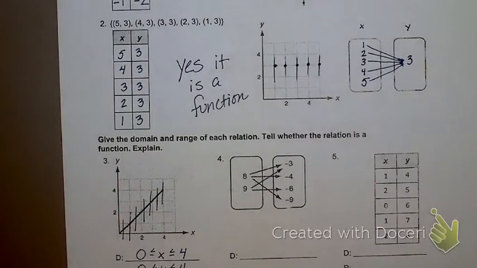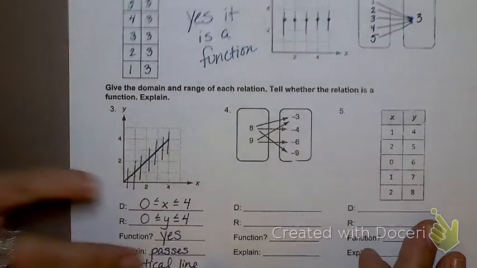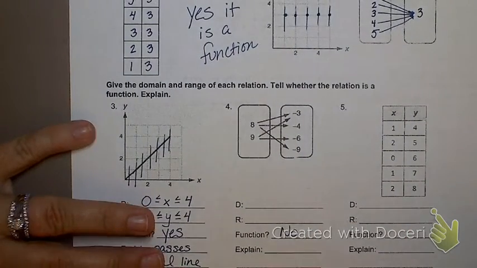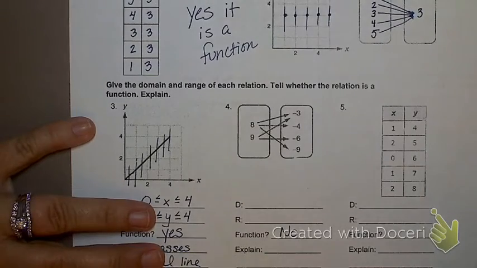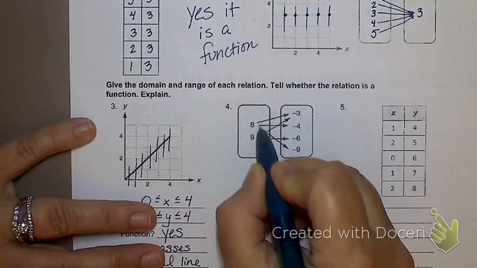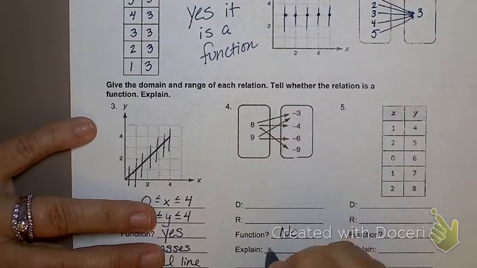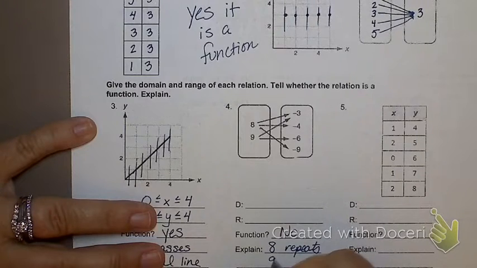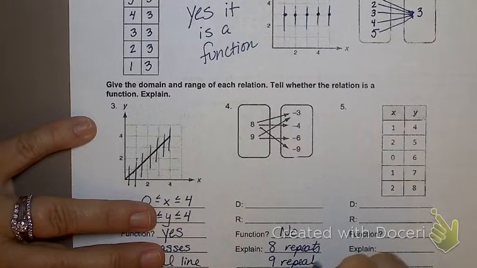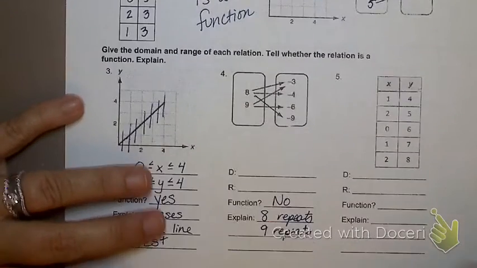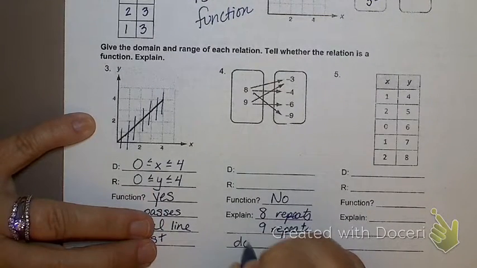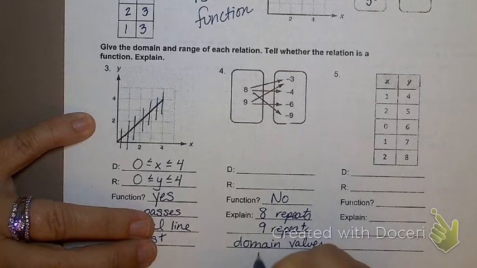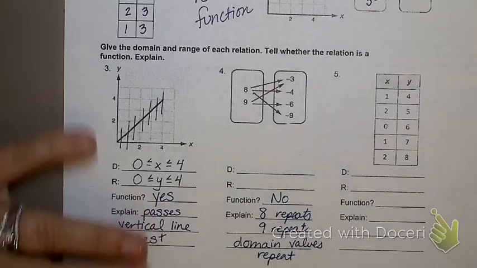Is number 4 a function? No. Why not? 8 doesn't just go to 2 different ones. It looks like it goes to 1, 2, 3, right? So 8 repeats. And 9 repeats. So I have domain values that repeat. And that makes it not a function.